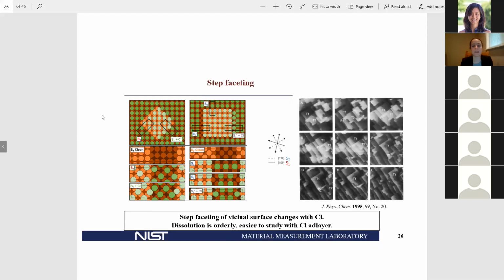Because of the importance of the step edge, it's important to understand what happens to step faceting in the presence of these C2x2 chloride structures on copper. Here we start with a clean step edge. There are two different types of step edges on copper: the S1 type and the S2 type. The S1 type is along the 100 direction and the S2 is along the 110. One can see that these differ, and that the S1 is straight and the S2 is kinked.